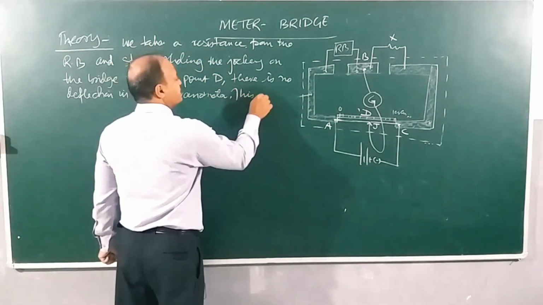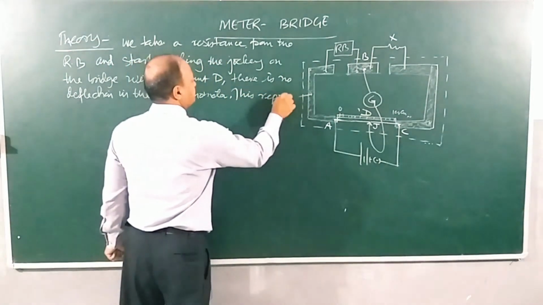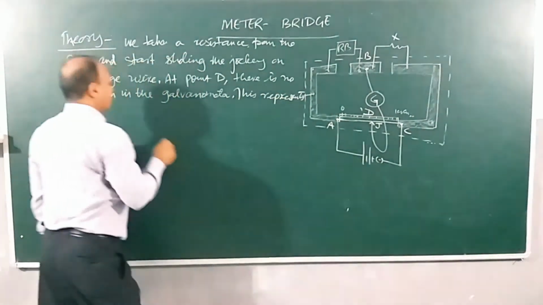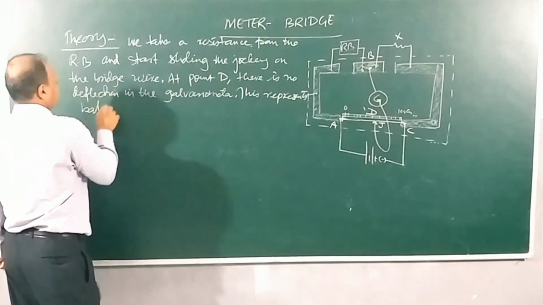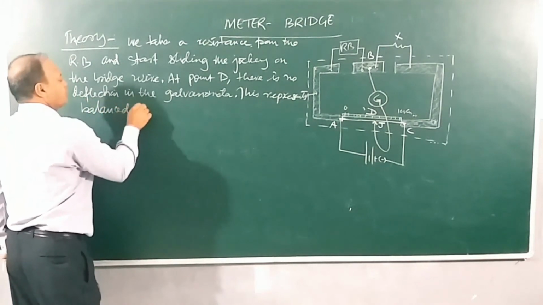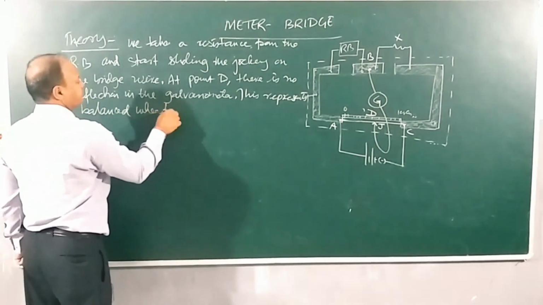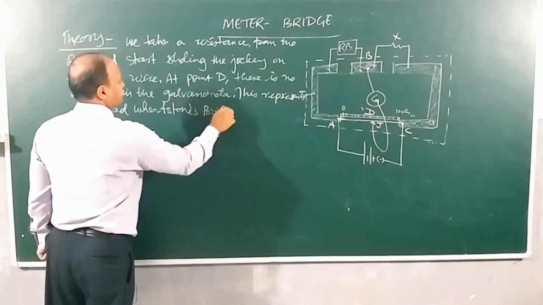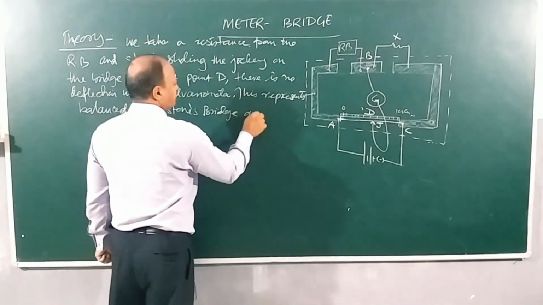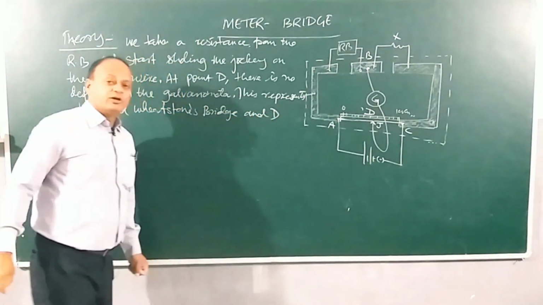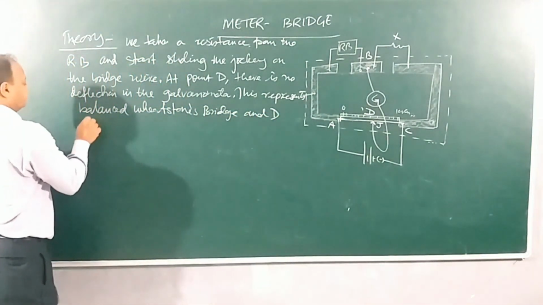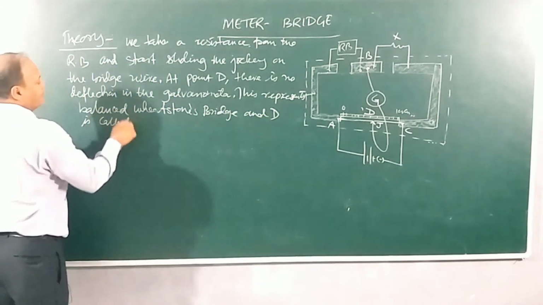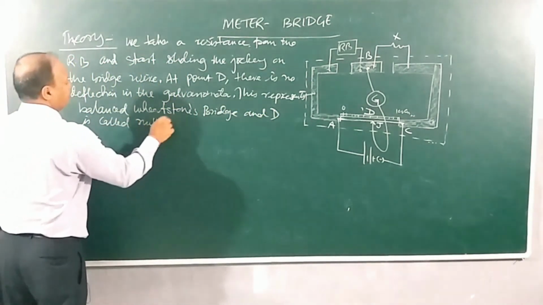This represents a balanced Wheatstone's bridge. And children, D is called the null point. So you understood all these concepts.